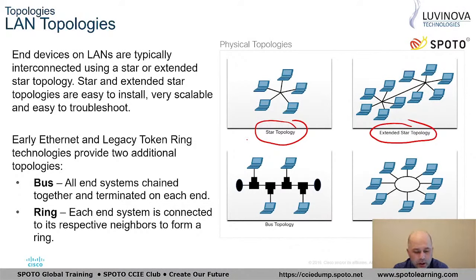In a bus topology, all end systems are chained together and terminate at each end. But there is a gap here. If we break the line or the cable, the entire network goes down. It is the same here: if we break the cable, the entire network goes down. As well, imagine that the network does not go down.